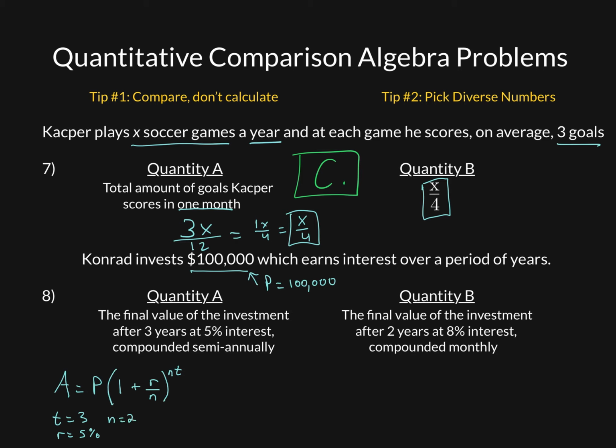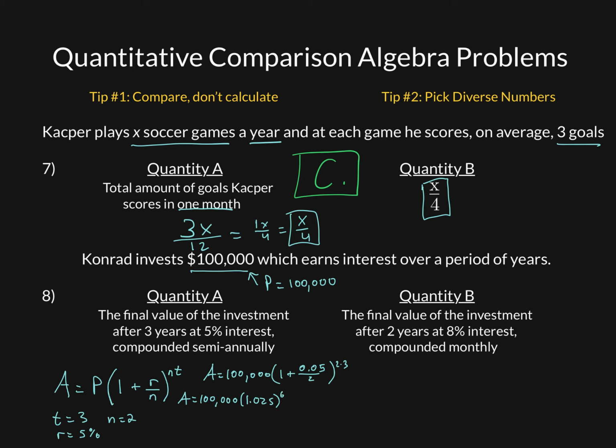So let's go ahead and plug that in. We've got A equals 100,000 times (1 plus 5%, which is 0.05, over 2) to the 2 times 3 power. So it's going to be A equals 100,000, and then 1 plus 0.05 divided by 2. So 0.05 over 2 is just going to be 0.025. Plus 1, so that's just going to be 1.025. So 1.025 to the 2 times 3, which is the 6th power.